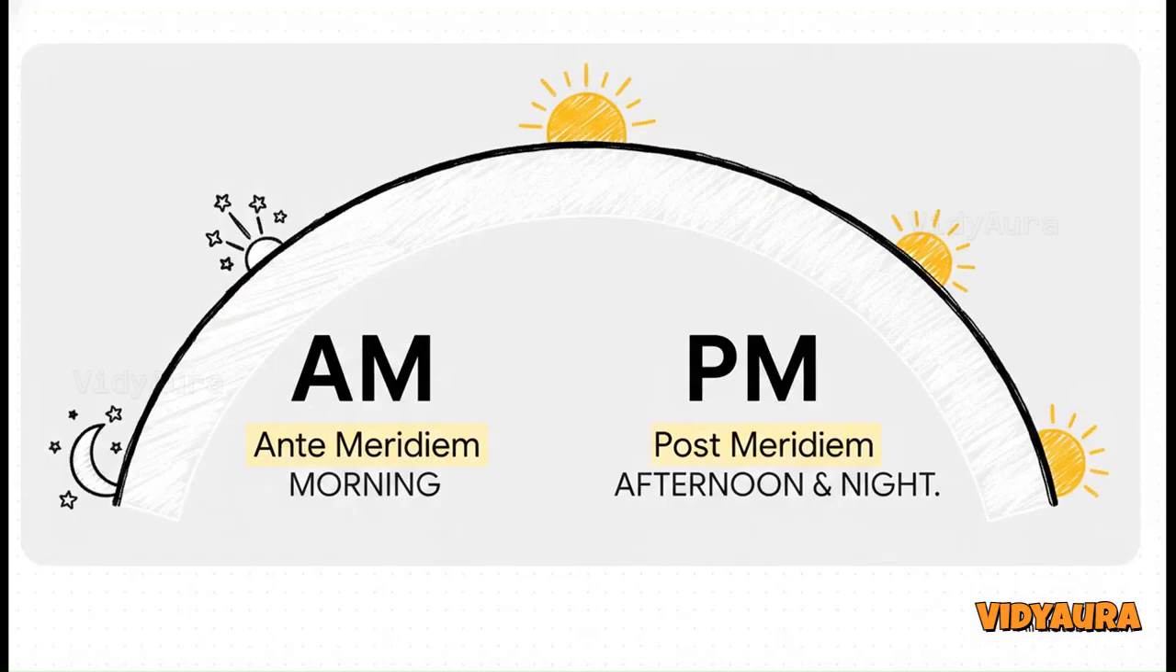So AM and PM, they sound a bit fancy, right? They're just Latin. AM stands for ante meridiem. All ante means is before. So AM is for everything before midday, from midnight all the way to noon. Then you have PM, post meridiem. Post just means after. So PM covers everything after midday, from noon right up until midnight.